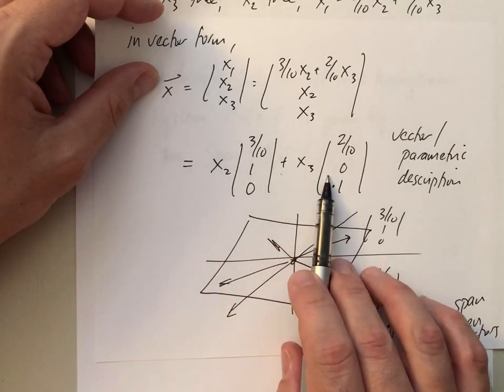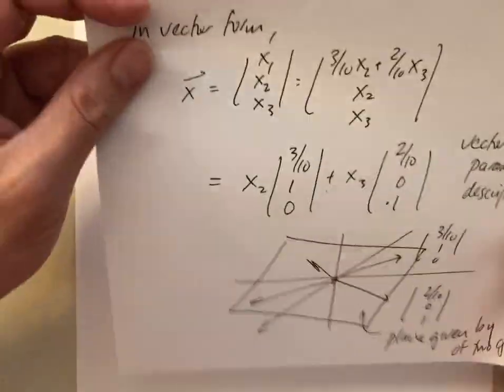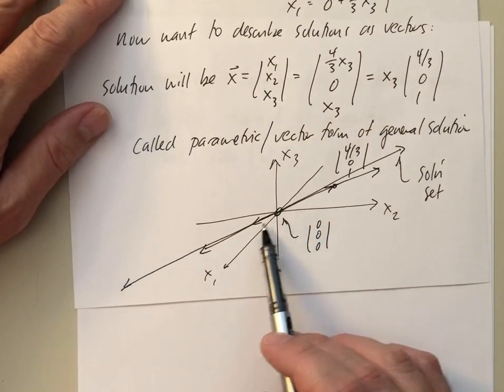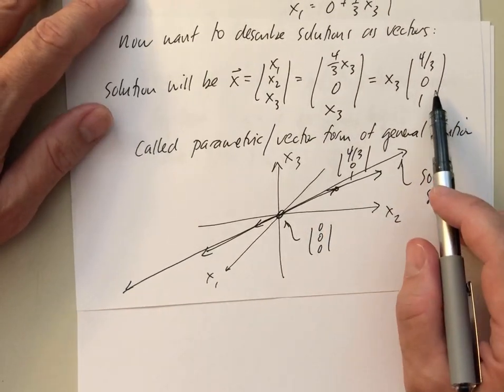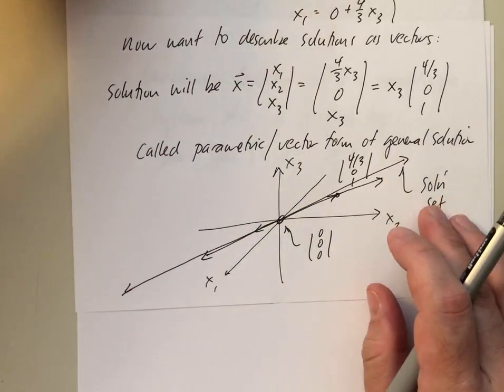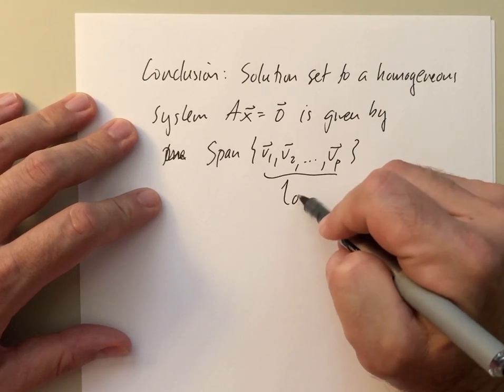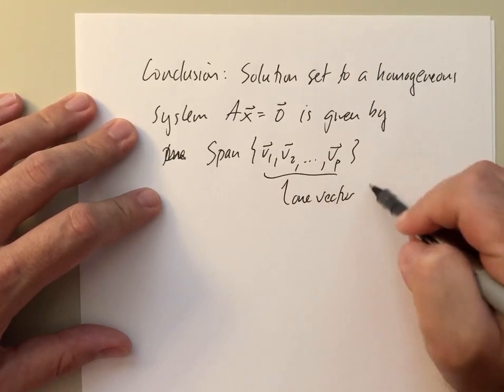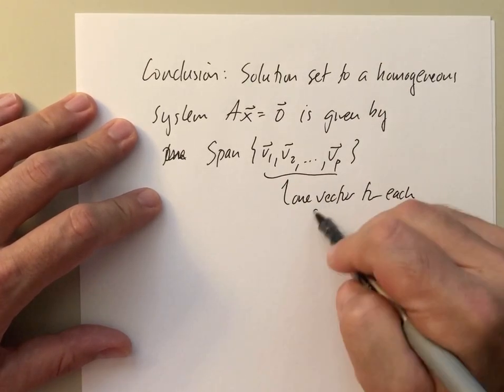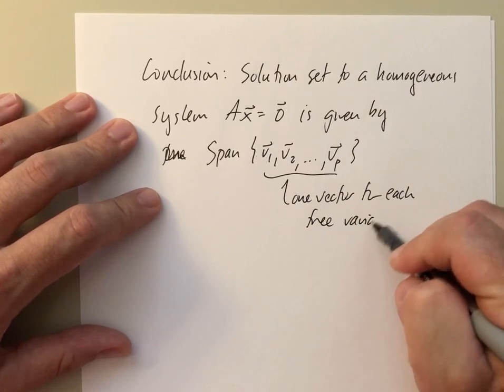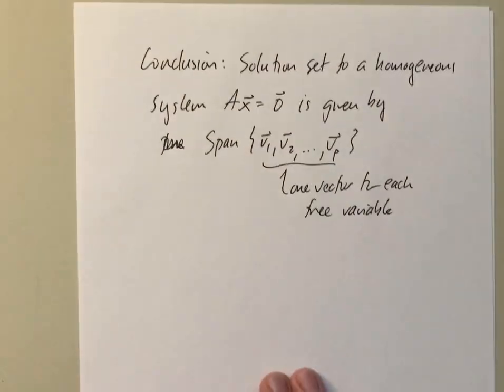Notice that there were 2 free variables. If you go back to our first example, the span was of just 1 vector, this 4/3, 0, 1, and that corresponded to having 1 free variable in that first example. So you're going to have 1 vector for each free variable. That's a nice thing to notice.